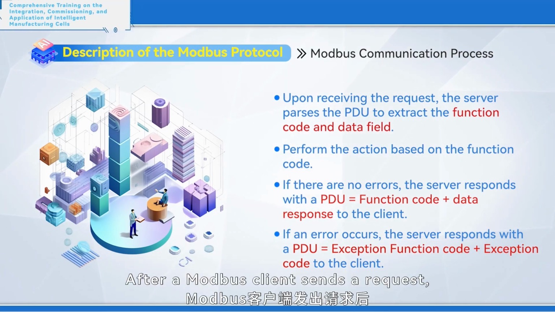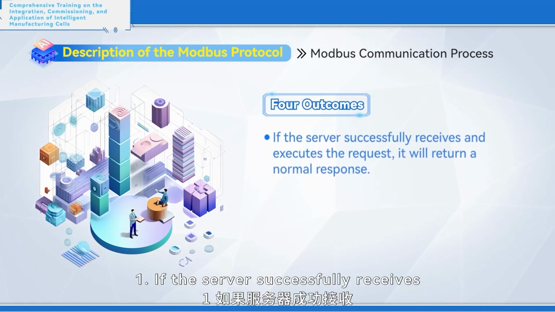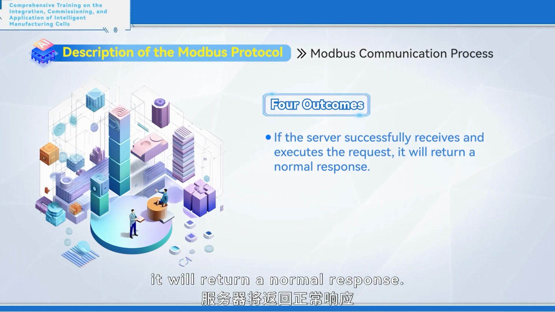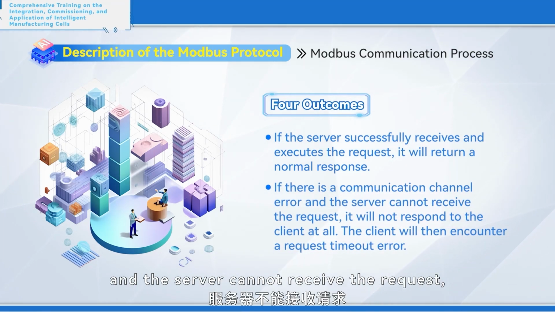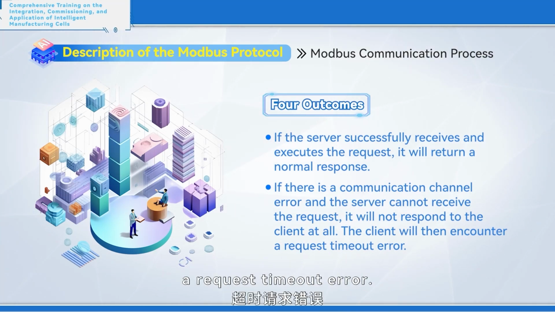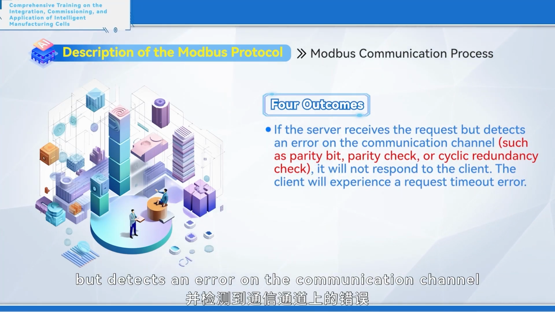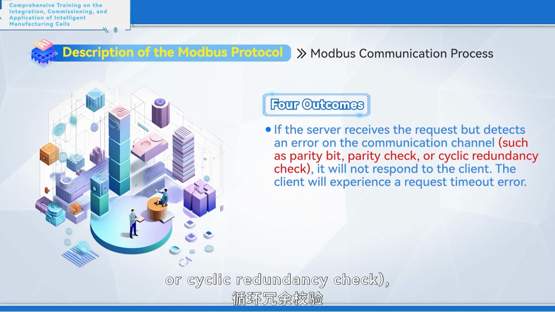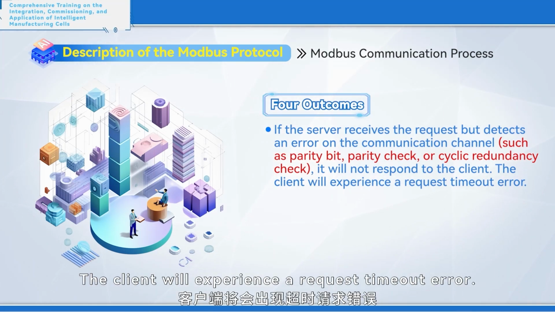After a Modbus client sends a request, one of the following four outcomes may occur. 1. If the server successfully receives and executes the request, it will return a normal response. 2. If there is a communication channel error and the server cannot receive the request, it will not respond to the client at all. The client will then encounter a request timeout error. 3. If the server receives the request but detects an error on the communication channel, such as a parity check or cyclic redundancy check error, it will not respond to the client. The client will experience a request timeout error.